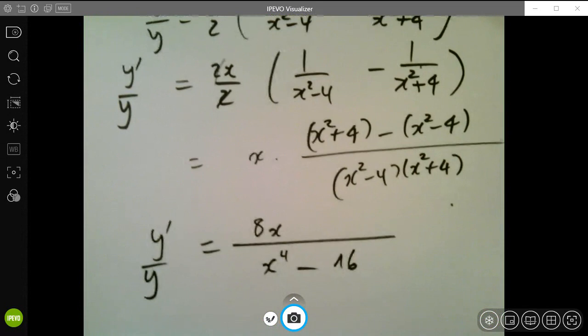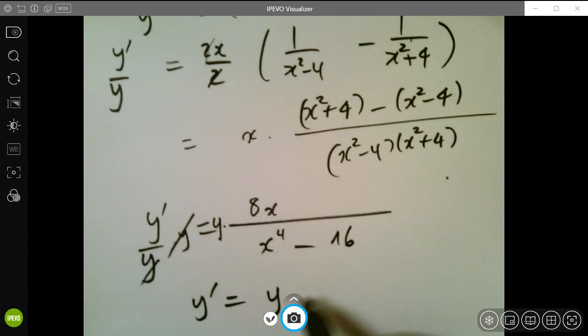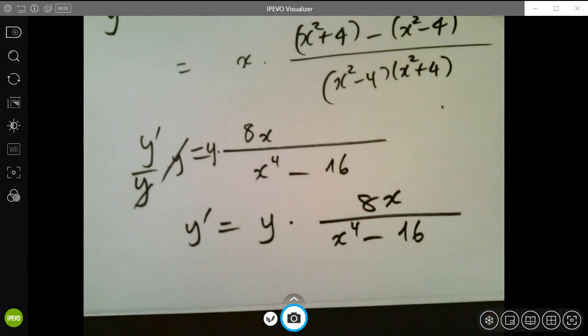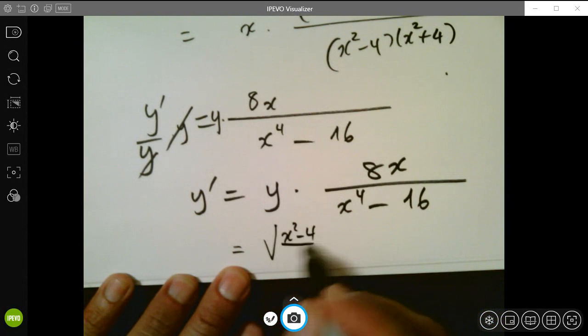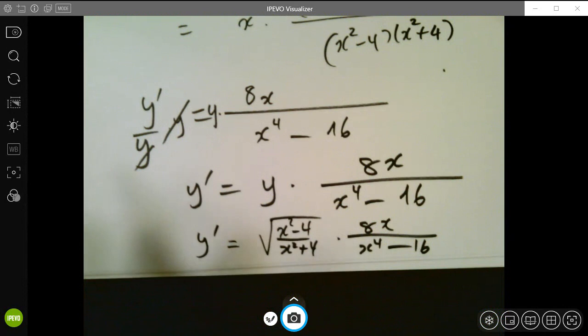Now what do you do? Then you multiply by y on both sides. They cancel out, so y prime is y times this. And what is y? y is the original function we gave you. That's the y. It will be just the square root of x squared minus 4 over x squared plus 4. Not too bad. So please remember, you have to simplify. Like, see, I made a little mistake here. But try to simplify as much as you can. Because this is Webwork.